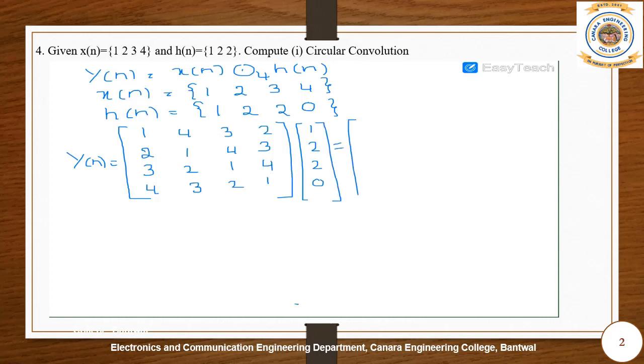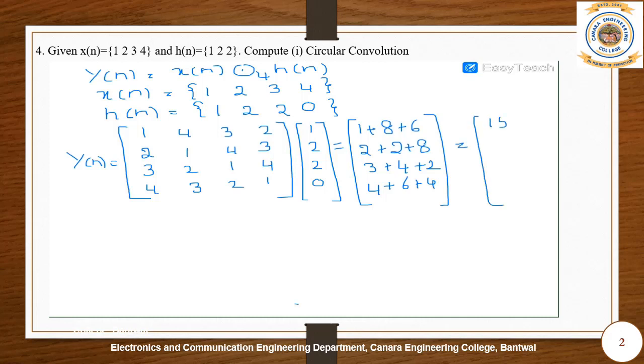That is equal to 1 plus 8 plus 6, 2 plus 2 plus 8, 3 plus 4 plus 2, 4 plus 6 plus 4. You get this as 15, 12, 9, 14. This is the answer.